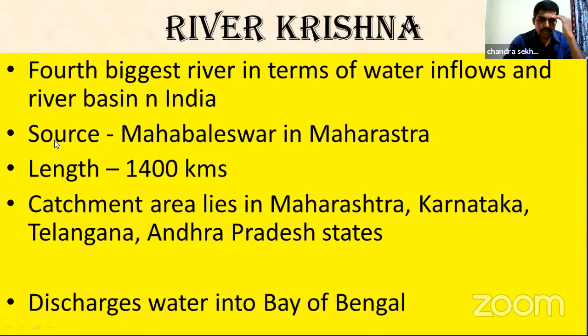The main source of this Krishna river is in Mahabaleshwar in Maharashtra state. It flows up to 1400 kilometers. The catchment area of river Krishna lies in Maharashtra, Karnataka, Telangana, and Andhra Pradesh states. The agriculture of these states depends on river Krishna, and finally it discharges its water into Bay of Bengal. So this is also an east flowing river.